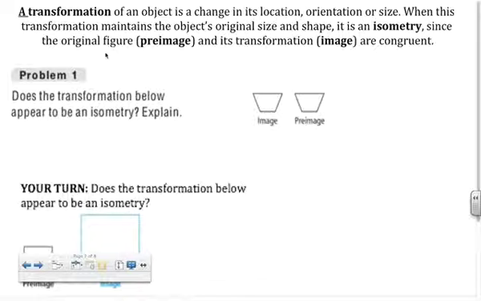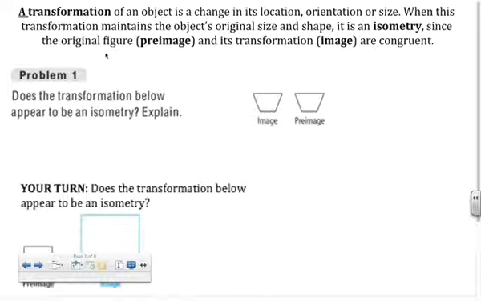First of all, realize that a transformation is, as you can see in the definition, I'm changing where it is, I'm changing kind of what it looks like, as far as maybe I'm turning it, or I'm flipping it, or I'm shrinking or expanding it. We'll talk about all of those different kinds of transformations over the course of the next few days. When we do that, the first thing, the original figure, is our pre-image. And then what we end up with is our image.